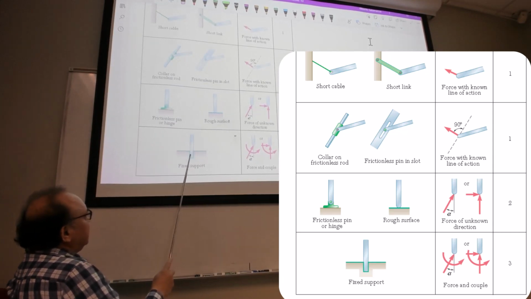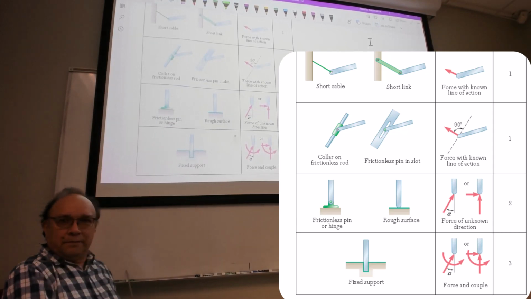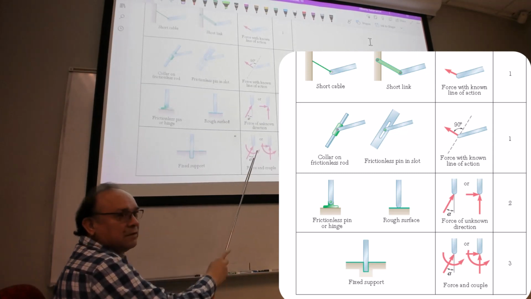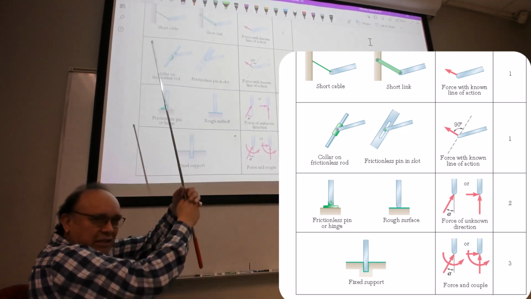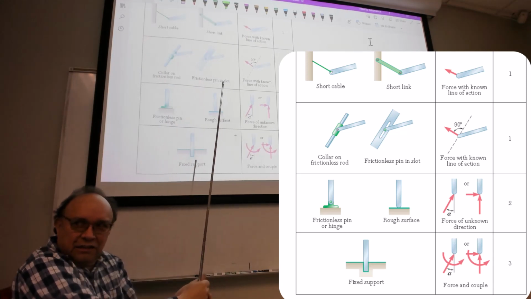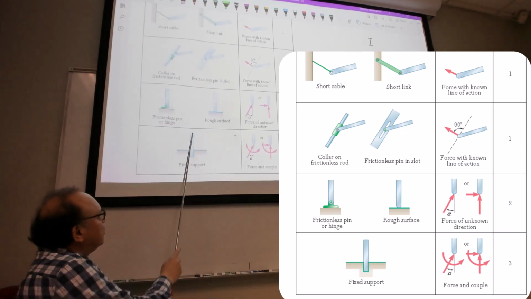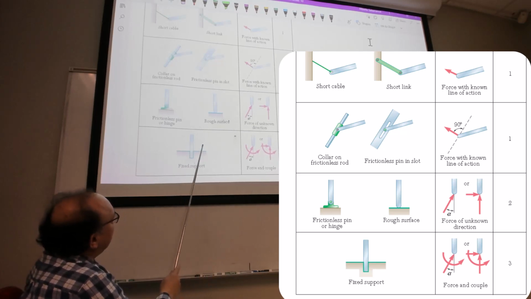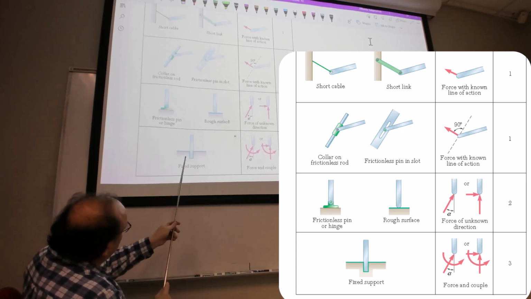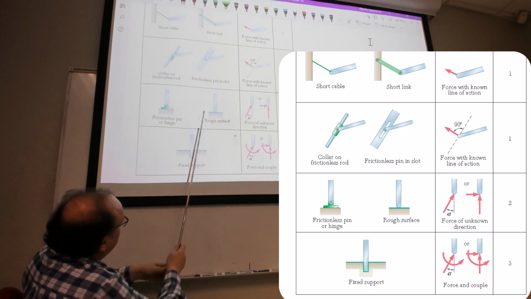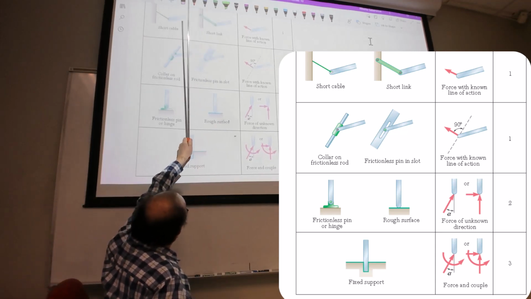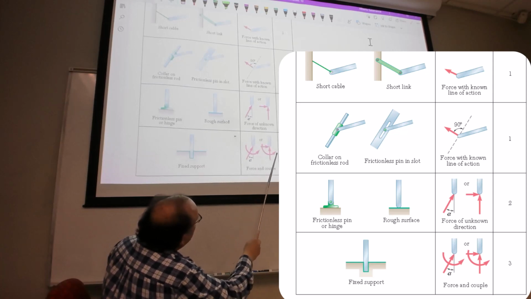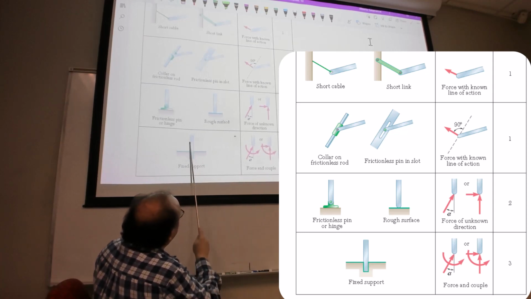Same analysis here. Can you move this horizontally? No, so there will be a force here. You cannot move this vertically because it's stuck on the ground, so this force will be there. And you cannot rotate this because it's anchored there. This doesn't allow rotation, so there's going to be a moment here on the ground avoiding the rotation of this leg.